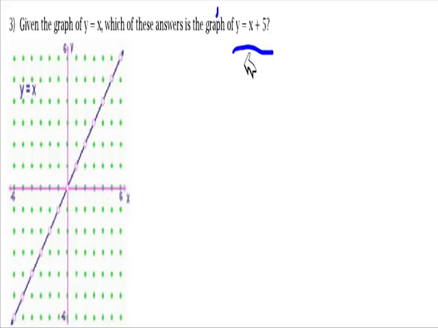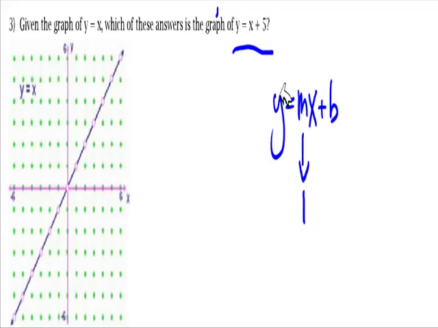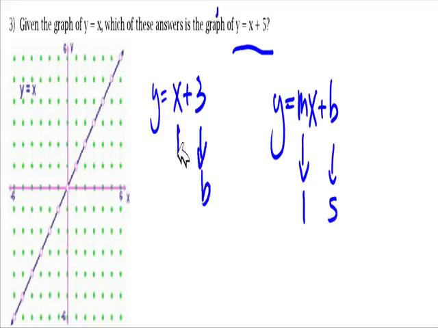But what I want to tell you is there's a couple different ways to do this. You can just graph y equals x plus 5. Well, this is in y equals mx plus b form, and you know the m in this case is 1, because that's the number in front of the x, and the b in this case is 5. So if I wanted to, I'm going to give you another example. I'm going to graph y equals x plus 3, where my b is 3 and my slope is 1.